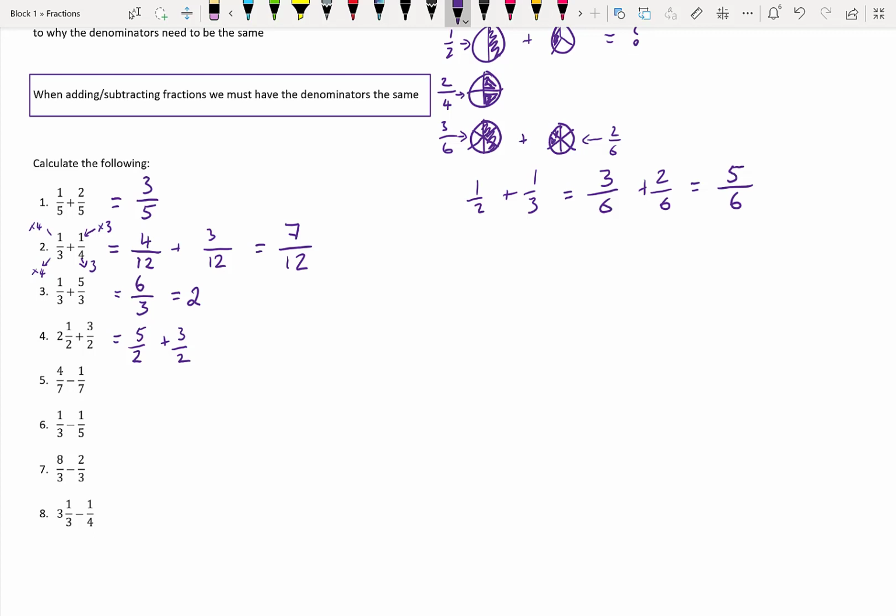My denominators are the same, so my size of chunk is going to be halves. I'm going to be dealing with 2's. And then I want to know how many bits I've got. 5 plus 3 gives me 8. 8 divided by 2 is 4.